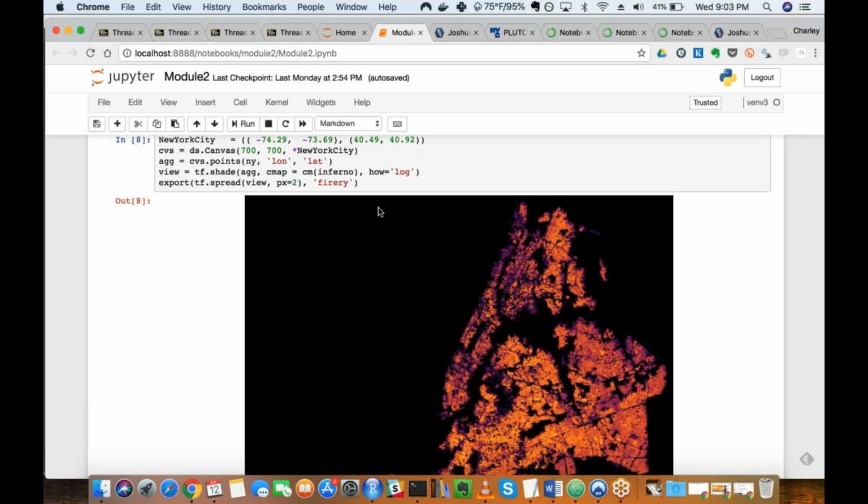A bit more prescriptive, but really meant to give everyone a chance to play around with Datashader. Datashader is a really cool library. The fact that it's doing all of this automatically for you.